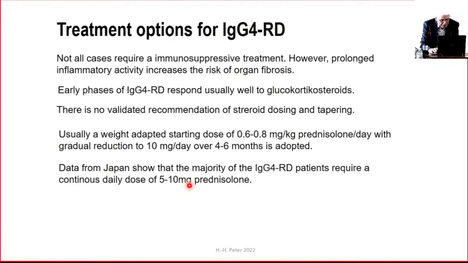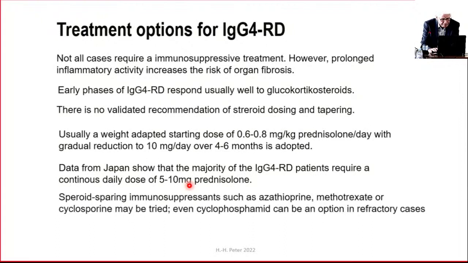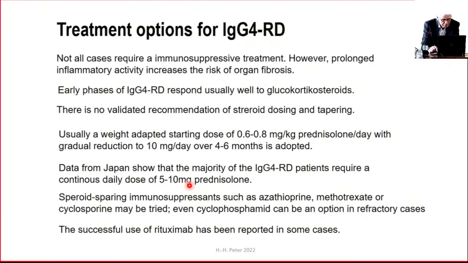Data from Japan show that the majority of the IgG4-related disease patients require a continuous daily dose of 5 to 10 milligram prednisolone. And steroid-sparing immunosuppressants such as azathioprine, methotrexate, cyclosporine may be tried, even cyclophosphamide can be an option in refractory cases. And finally, recently successful use of rituximab has been reported in some cases.